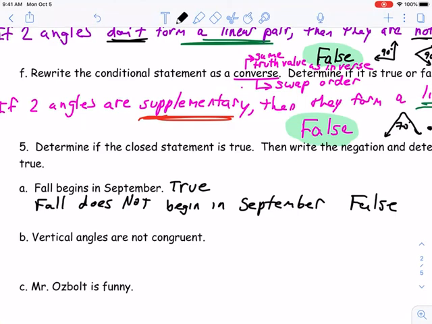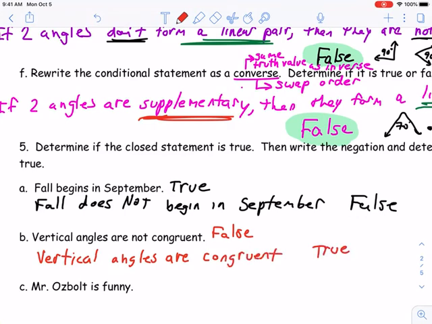All right. Vertical angles are not congruent. That's false. Vertical angles are congruent. And then to negate this one, we're not going to say vertical angles are not not congruent. We're just going to remove the not. Notice how the not disappeared. Vertical angles are congruent. True.